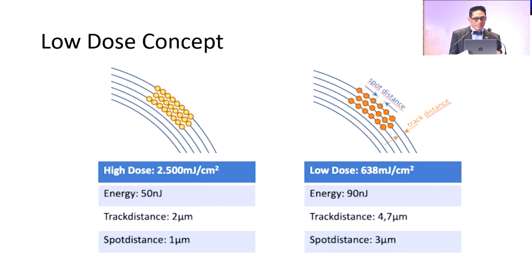So this is just an example. On the left side, there's low energy, 50 nanojoules. Track distance is pretty close, 2 and 1. But look at the dose, it's 2,500. While in Smart Sight, you have a high energy at 90 joules. However, the track distance and spot distance are much more separated, and you have a lower dose.